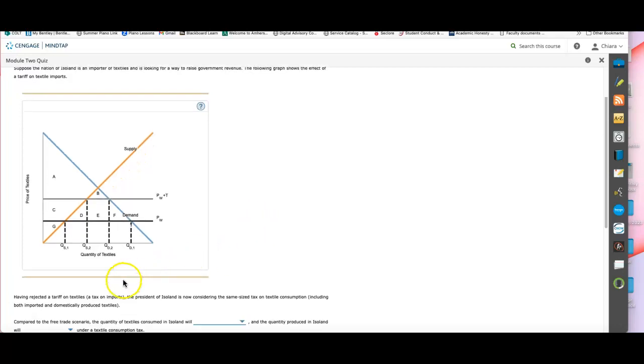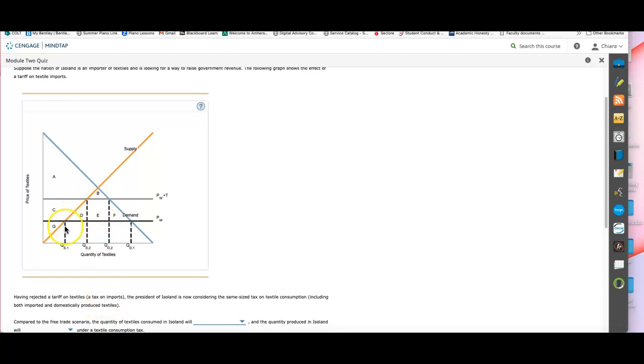Having rejected a tariff on textiles. So now we know this is not a tariff on imports. The president of Isoland is now considering the same sized tax on textile consumption. So it's actually going to impose a tax. What does it mean? The world price remains the same as P_W, but once the goods are imported for the world price, the government is imposing a tax. It's collecting a tax on both imported and domestically produced textiles, right?